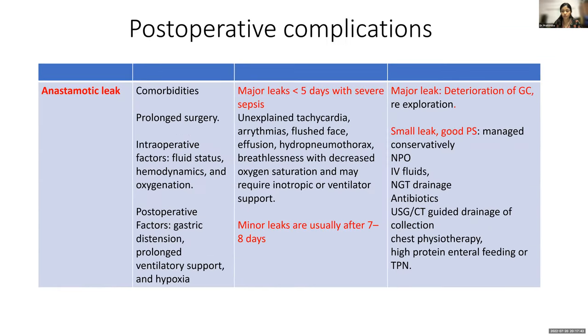If the patient in the post-operative period suddenly develops dyspnea, tachycardia, flushing of face, and breathlessness with a dip of oxygen saturation, most commonly during the first 5 days and associated with severe sepsis, then we should suspect anastomotic leak. And if there is a major leak, the surgeons usually proceed with re-exploration. But if it's a small leak with a good patient status, it can be managed conservatively with keeping the patient NPO with IV fluids, NG tube drainage, antibiotics, or USG and CT guided drainage can also be done, with extensive physiotherapy, and high protein enteral feed or TPN can be given in these patients.